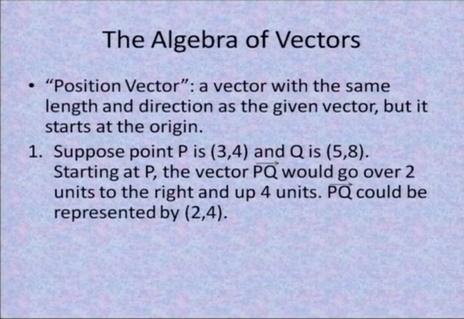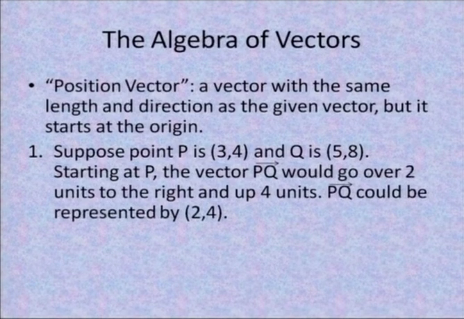So here, let's do an example of this. Suppose we have a point P being (3, 4), and point Q is (5, 8). Now notice I didn't put a vector sign on those. Those are points. So if you started at P, the vector PQ would go from 3 to 5, that's over 2 units, and would go up 4 units, from 4 to 8. So PQ could be represented by <2, 4>.